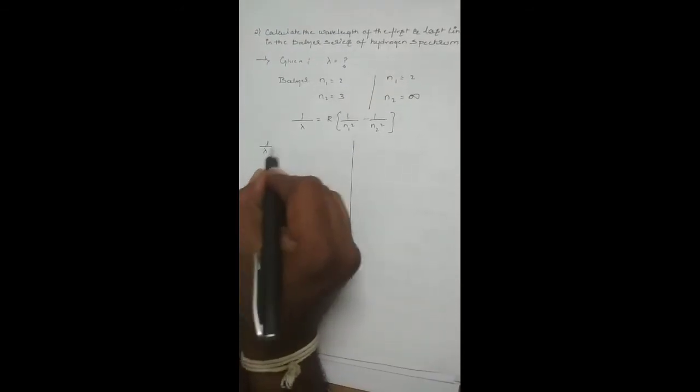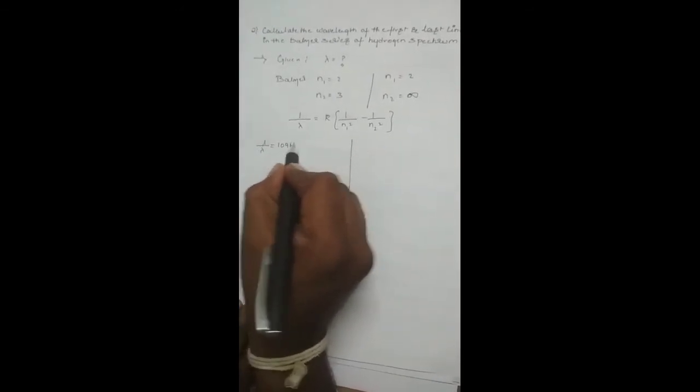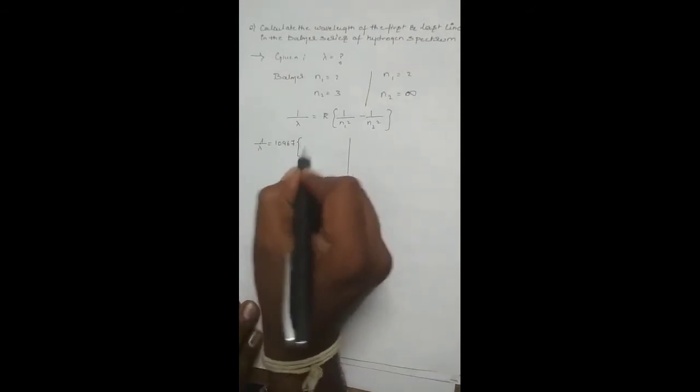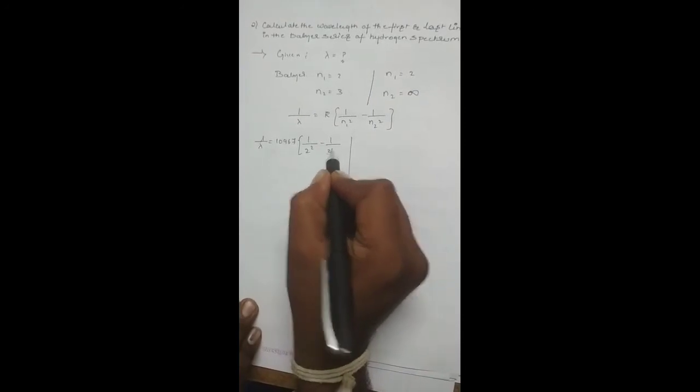1 by lambda is equals to 10967 into 1 by 2 to the power of 2 minus 1 by 3 square.